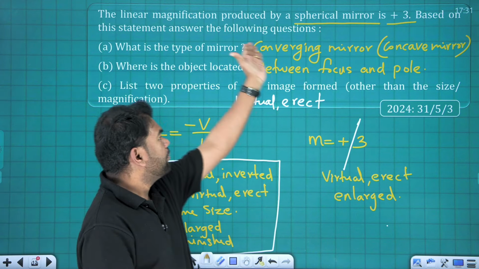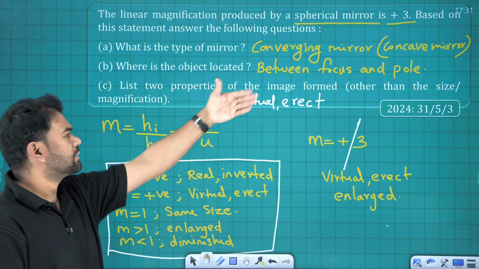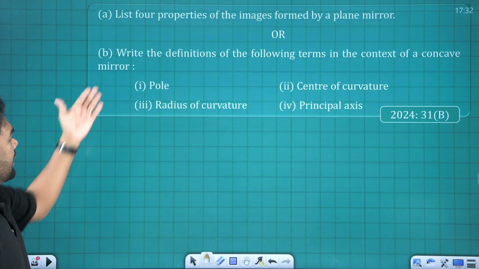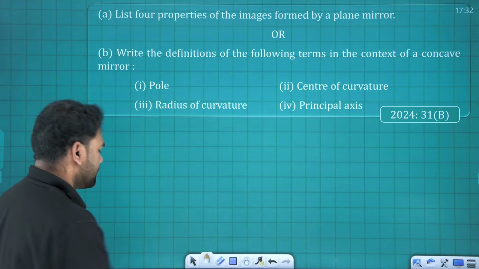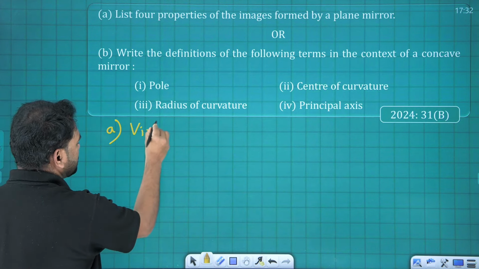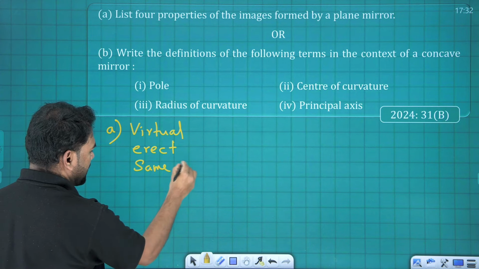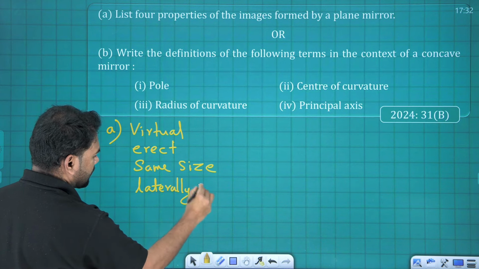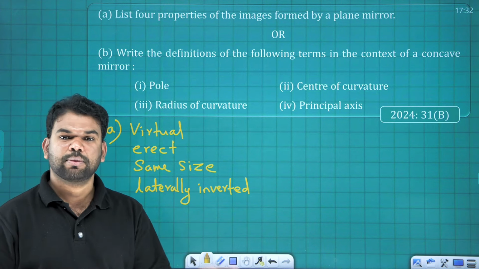So, from now, based on the question, the type of mirror, you already know: concave mirror is a converging mirror, the object is between focus and pole, and the properties we already discussed. Okay, now the next question: list 4 properties of the image formed by a plane mirror. You know that a plane mirror forms a virtual image: virtual, erect, same size, laterally inverted.